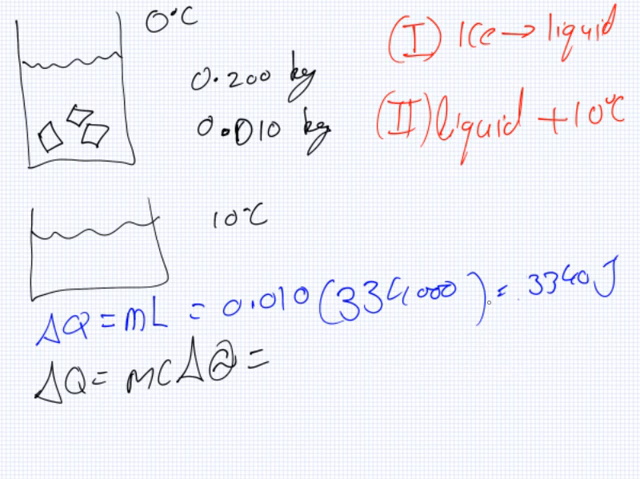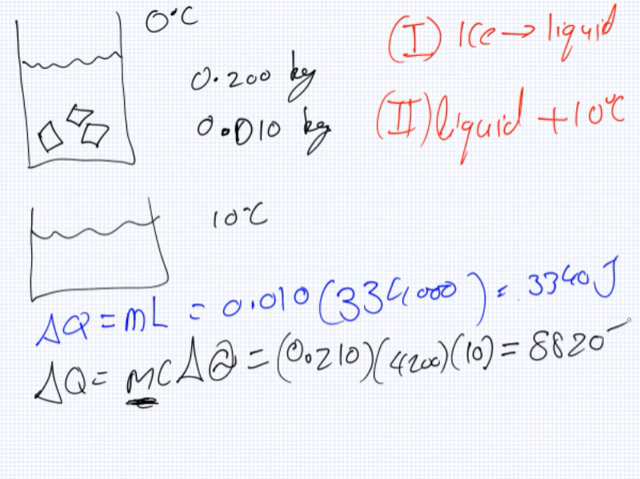m c delta theta. So what's the m for the next part? The liquid increasing in temperature by 10 Celsius, 10 minus 0. What's the m? 0.2, yes. The c would be 4200, and the temperature change is 10. That gives 8820 joules.